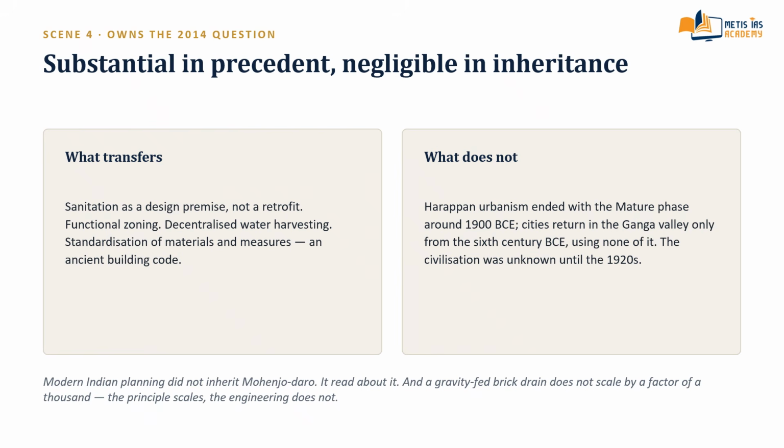So the next thing we are moving to is scene number 4. What actually carries forward? Substantial in precedent and negligible in inheritance. This is the 2014 question. 150 words, 10 marks. To what extent has the urban planning and culture of the Indus Valley Civilization provided inputs to the present day urbanization? Discuss. This is the actual question asked in 2014. To what extent is the whole question.